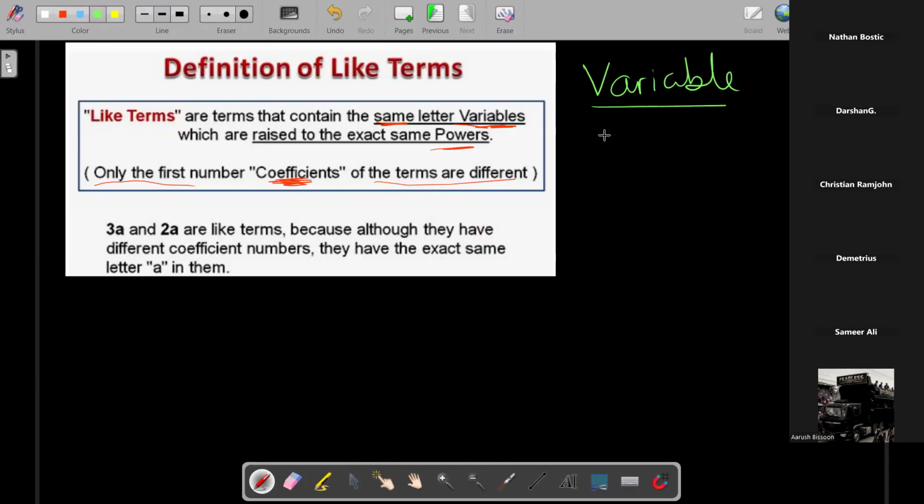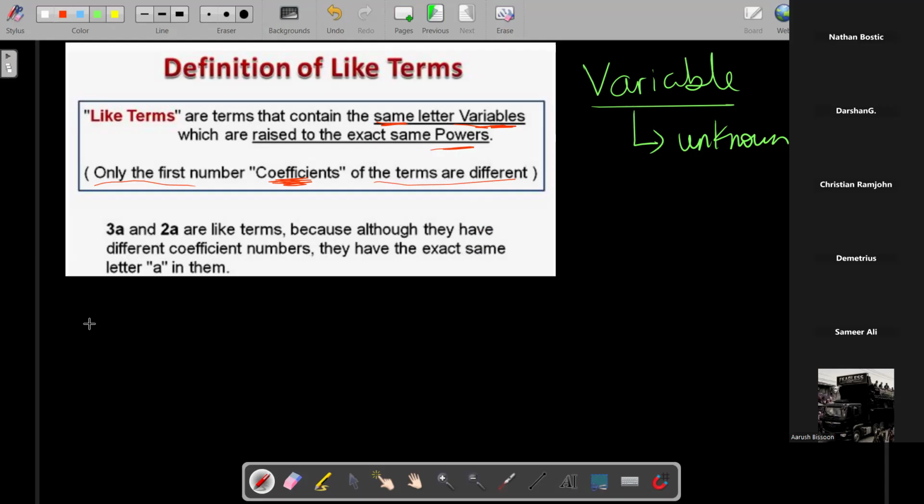A variable in mathematics is what? A variable is an unknown term, an unknown quantity. Now, next week's session, we're going to go more into algebra, but today I just want to touch on the surface so we can get started on this new topic, like and unlike terms.